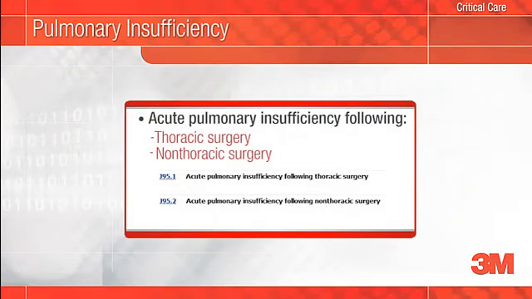When pulmonary insufficiency is due to surgery, documentation should describe a cause and effect relationship, and it should be further described as acute or chronic. For example, acute pulmonary insufficiency due to surgery 2 days ago. FYI, one of the differences in ICD-10 is that pulmonary insufficiency due to surgery will be classified as either due to thoracic or non-thoracic surgery.